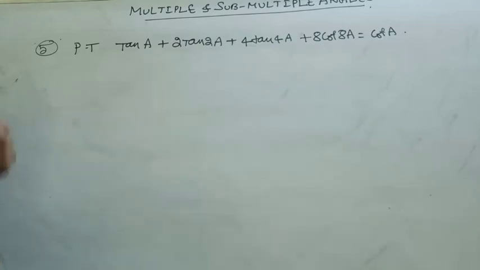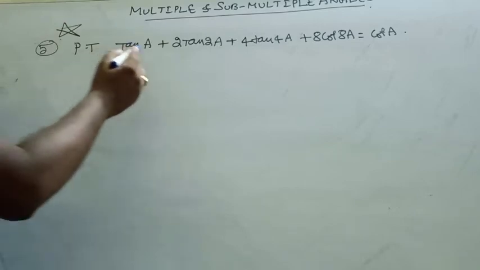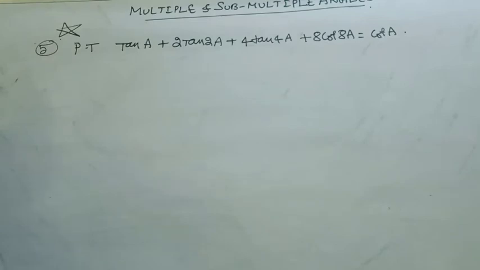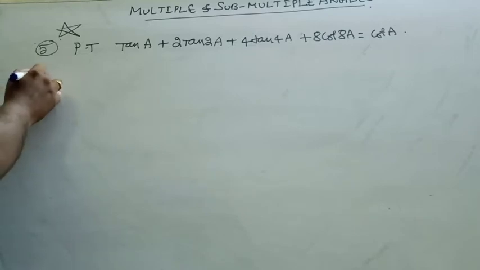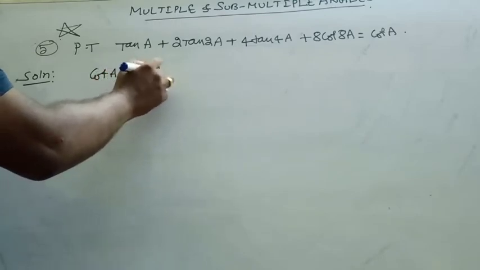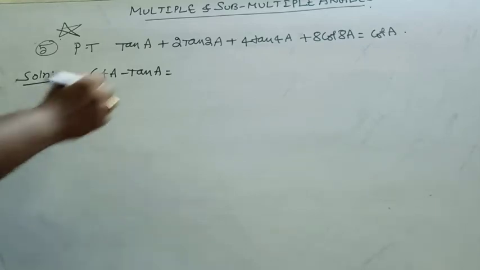See now another interesting problem, the fifth problem we are having. This is a star marked problem. Prove that tan A plus 2 tan 2A plus 4 tan 4A plus 8 cot 8A is equal to cot A. See my dear students, how we are going to do this particular problem. Now only we proved that cot A minus tan A is equal to 2 cot 2A.